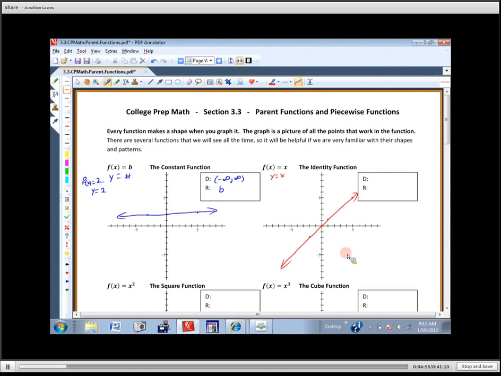So if somebody says that, you just say, oh, they're just talking about the parent graph of all lines. Okay, that's what it looks like. So what's the domain? What can you plug into this function?